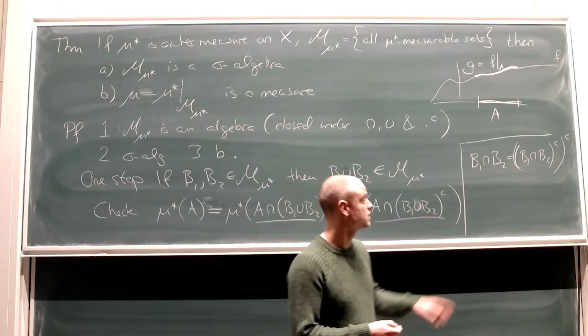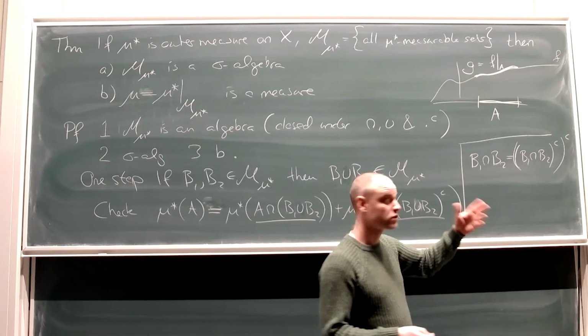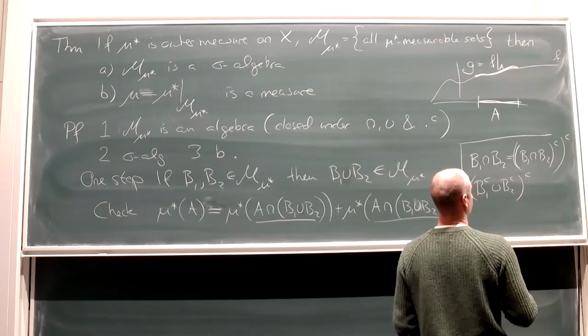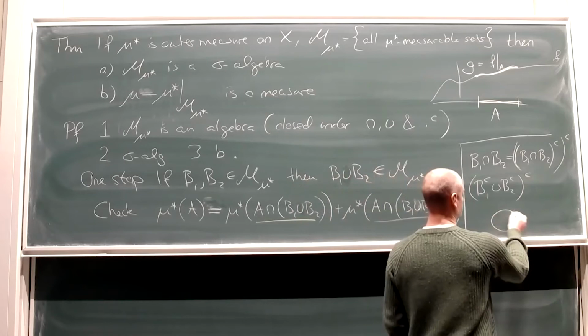So what is going to happen if I do a complement on an intersection? I'm going to get B1 complement union B2 complement, then a complement outside here. Okay, how do we see this? Well, you just paint a picture.